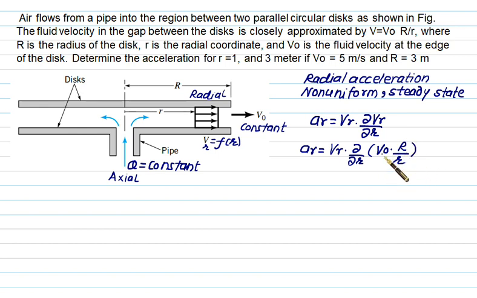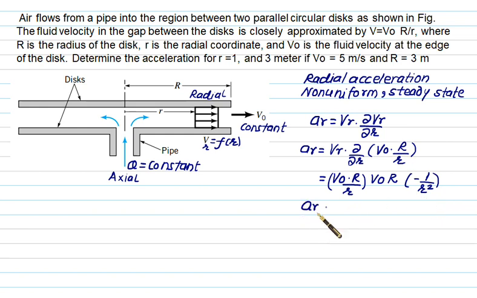This time V0 and R are constant, so they can be taken outside. We have VR is known to us, that is equal to V0 into capital R divided by lowercase r. From this bracket, V0 and R are constant values that can be taken outside, and the derivative of 1 by r is minus 1 by r square. Clearly again we are getting deceleration here.